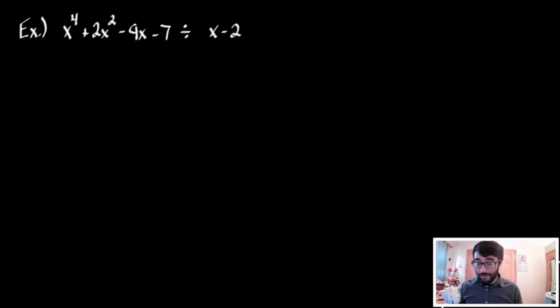So here we go, we have x to the 4th plus 2x squared minus 9x minus 7 divided by x minus 2. Now, once again, we're dividing by a linear binomial, so I could go ahead and use synthetic division. You can always use long division, but we also could use synthetic division here. So I would be putting 2 inside the box because it's the opposite of -2. Remember, another way you can think about this is if you were to set x minus 2 equal to 0 and solve, we would get 2, so 2 goes inside the box, okay?